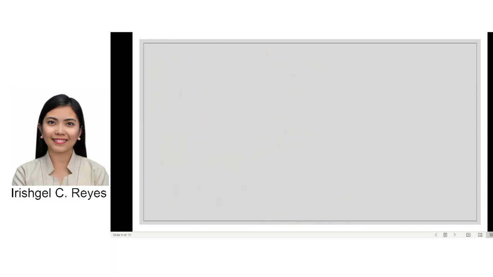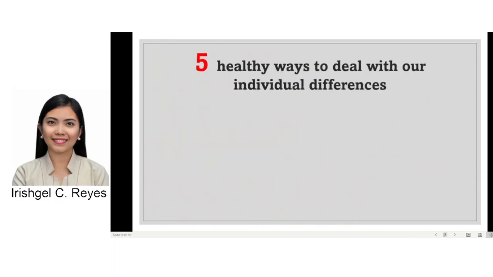Based on this module, we will be discussing the 5 healthy ways to deal with our individual differences. Let's start with number 1. Accept that we are all different. Don't assume that your preference would always be the same as those of your peers or friends.